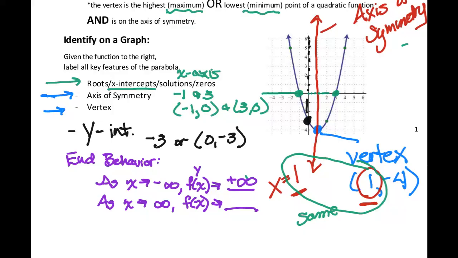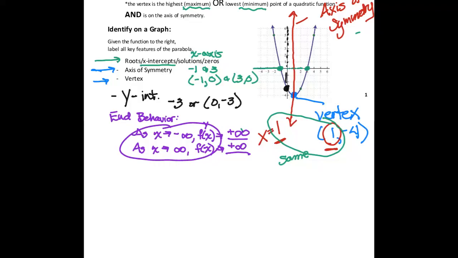And as my x values get more and more positive to the right, what's happening to the graph? Again, it's going up. So you wouldn't even have to look at this part of it that much. You just look at it and you're like, oh, it's going upward. That means it's going to positive infinity. And if it's opening downward, that means it's going to negative infinity. Okay? Questions about that? Any questions?